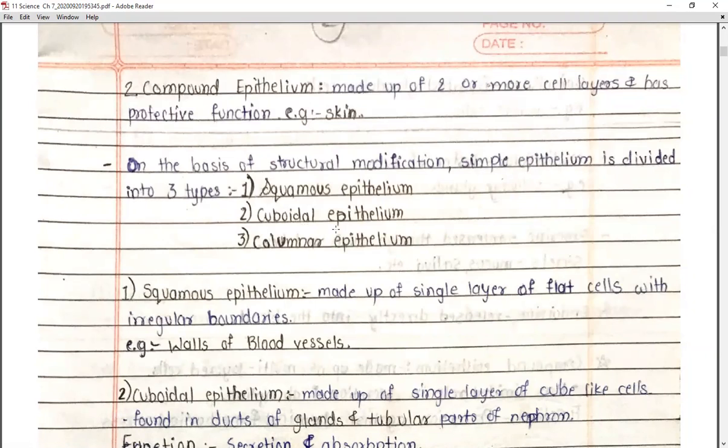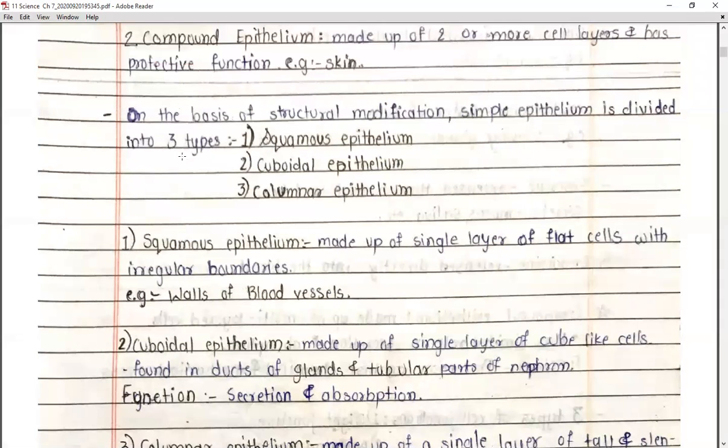Now there is also some division which is observed in the epithelium, on the basis of the structural modification. We can see that the simple epithelium is divided into three parts. The first is the squamous epithelium, second is cuboidal, and third is columnar, right? So these are the three epithelia which are on the basis of the structural modification. That means there are some changes or modifications observed in the epithelial cells, and for this reason they form several different shape-like structures, and they have been given these three names: squamous, cuboidal and columnar, right?